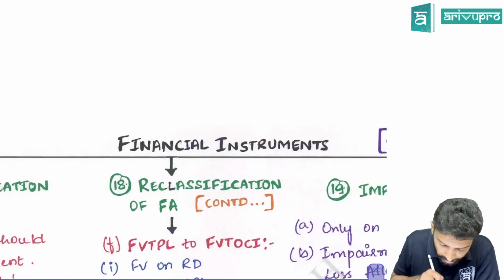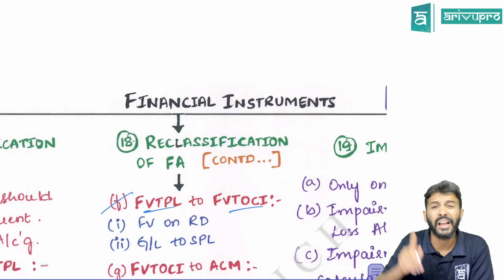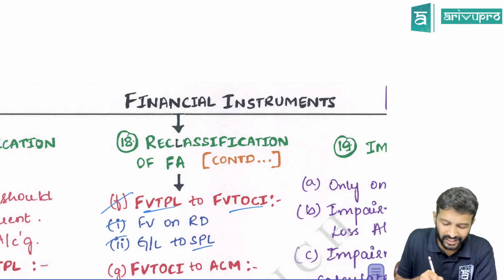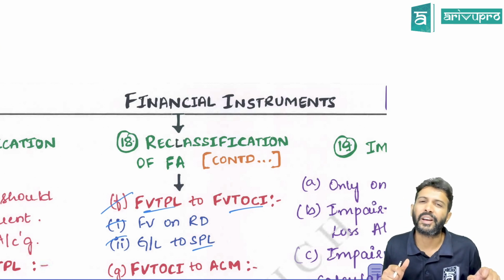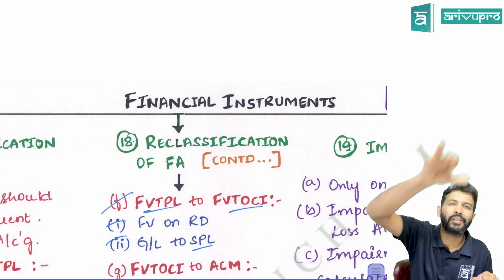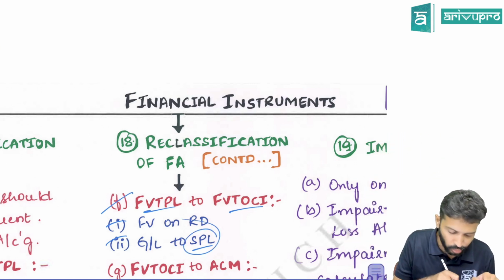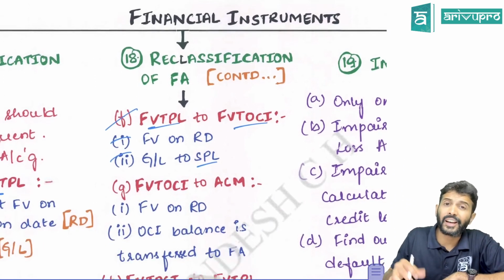However, if you're going from FVTPL to FVT OCI, use the fair value on the date of reclassification, but the gain or loss will not go to OCI, it will be transferred to SPL only. Okay, because these are debt financial assets. Debt financial assets are reclassifiable gains, so whatever OCI balance you have will eventually get transferred to SPL itself. That is the reason they've taken an exception and said gain or loss should not be transferred to OCI, transfer it to SPL itself. Then there are 2 exception rules.